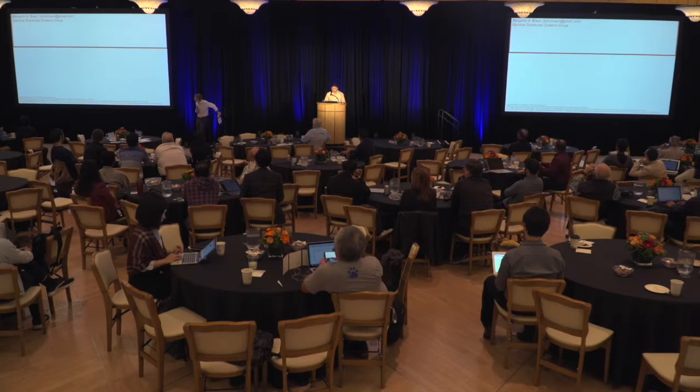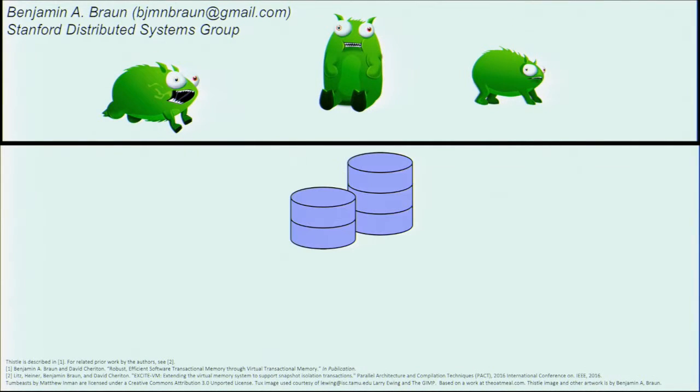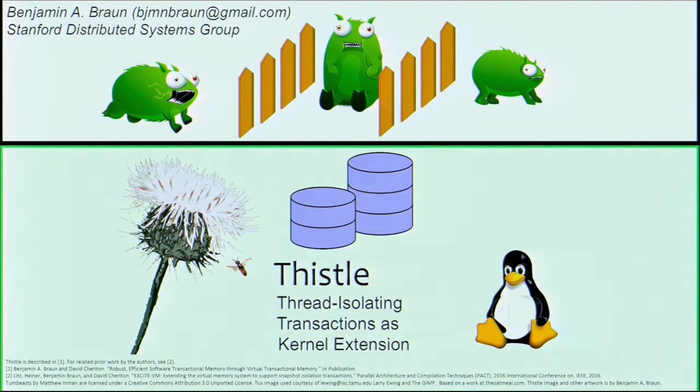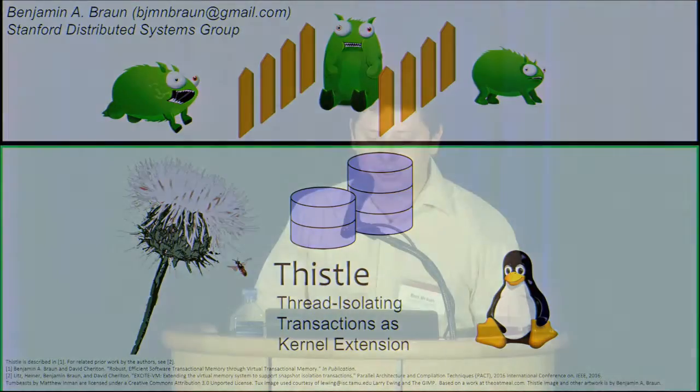Multi-threaded programming is nothing new. Let's say we have some threads in a multi-threaded application. An open problem is how to isolate them well. So please come talk to me about our system, Thistle, an in-kernel implementation of transactions to isolate threads while still allowing them to have shared access to memory. Thistle uses transactional virtual memory to give each thread its own address-based consistent view of memory, and some other techniques that I'll talk to you more about if you come see my poster.